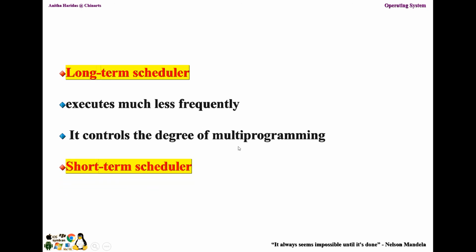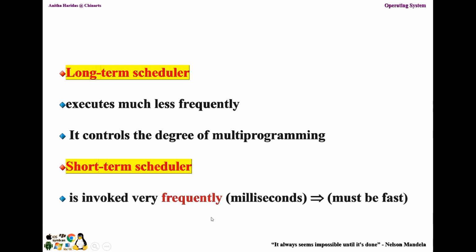Whereas the short term scheduler is invoked very frequently, because whenever an interrupt comes, or when a new child process is created, or when an input output operation comes, again and again it is going to switch from one process to another process. So this program or module will be invoked frequently, whereas the long term scheduler will be invoked very less frequently, right? But it controls the degree of multiprogramming, whereas the short term scheduler is focusing on how frequently the CPU can switch from one process to another process.